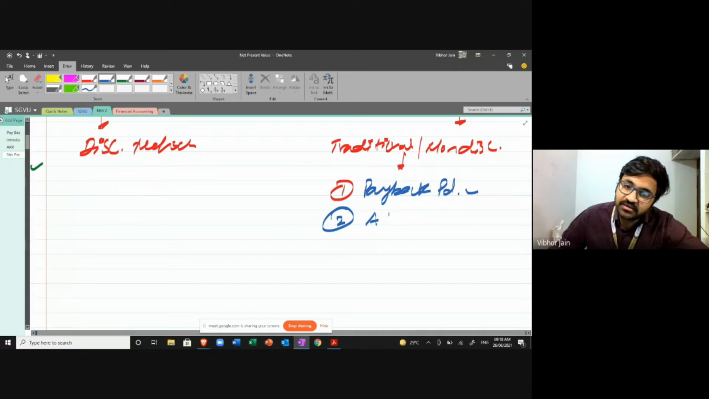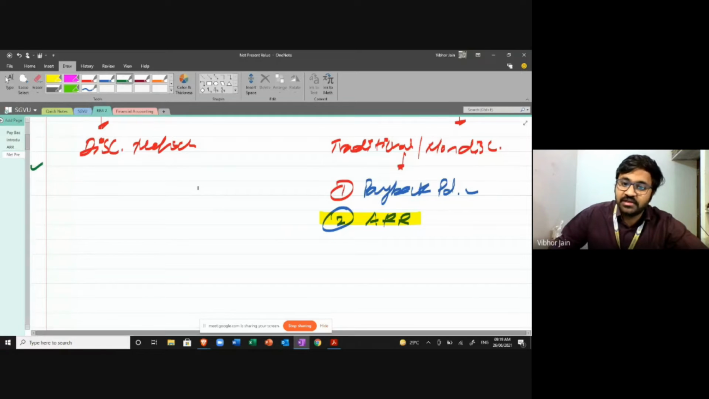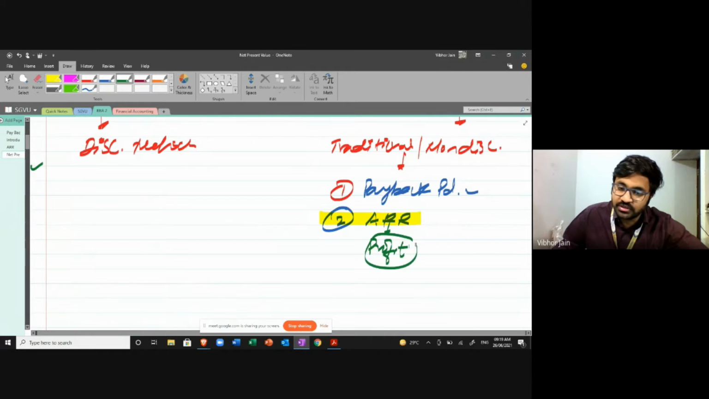Second is ARR, that is accounting rate of return. We are going to take profit as the basis of evaluation of investment proposals. In this method of ARR, this is the only method in which we take profit as a base for evaluation. In all the other methods, in payback period and all the four methods over here, we are going to take cash flow as the base for evaluation of investment proposal.